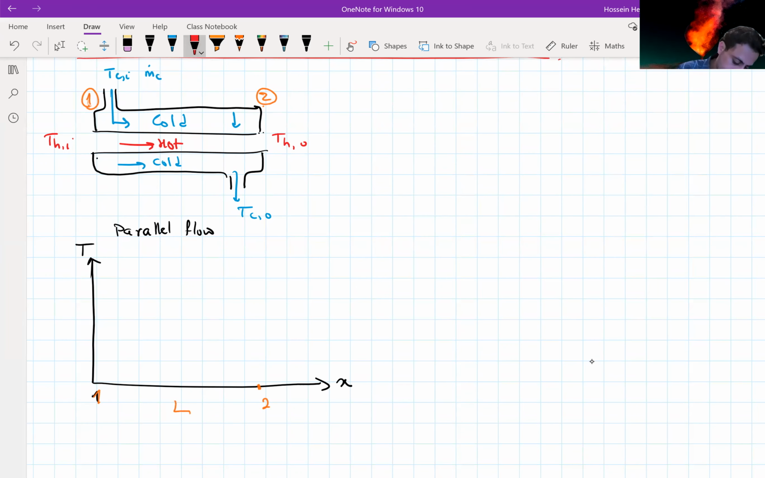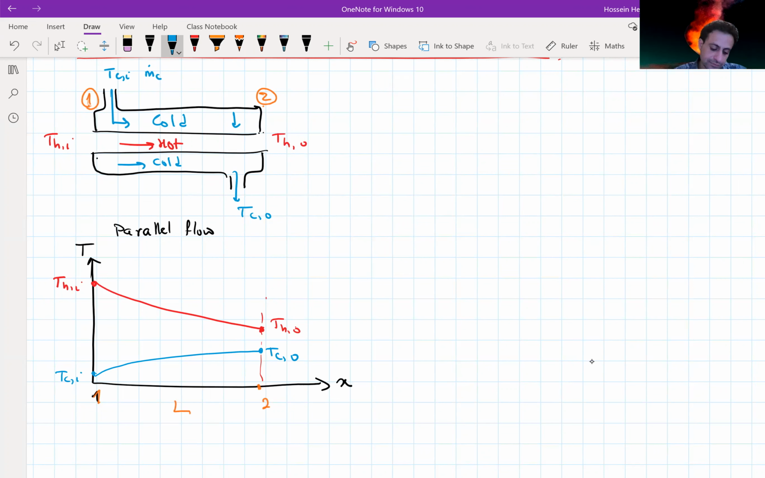So the hot stream gets in at the Th,i, and it loses temperature, goes out at Th,o, and the cold stream Tc,i gets in, increases temperature, and goes out at Tc,outlet. This is going to be the way that the fluid temperature is going to change, so for the hot and for the cold.